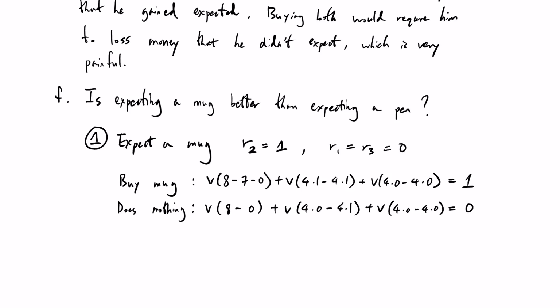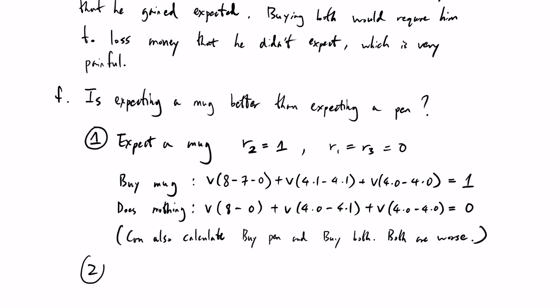You can also calculate what happens if he buys a pen or he buys both, right? Needless to say, they're going to be even worse. You can also do that, but I'm not going to do that right here. You can try doing that, but it doesn't actually affect anything because those are worse options. So you can calculate those. They are even worse.